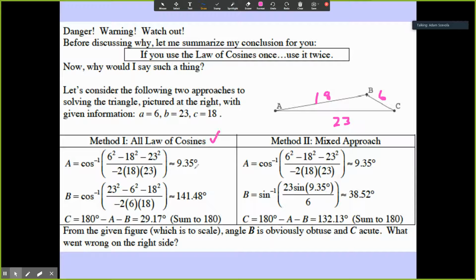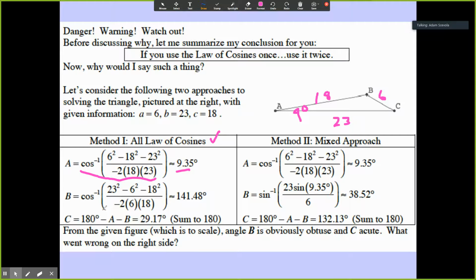So method 1: we use the law of cosines, and we find angle A. We get that angle A right here is about 9 degrees, I'm rounding that. Now this right here is just the law of cosines, but solved for the angle, so that's why everything's in the cosine inverse. That's pretty much what we just did, but all in one shot, and you can certainly do that too.